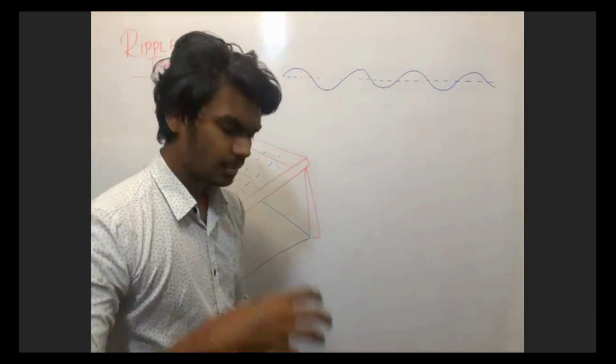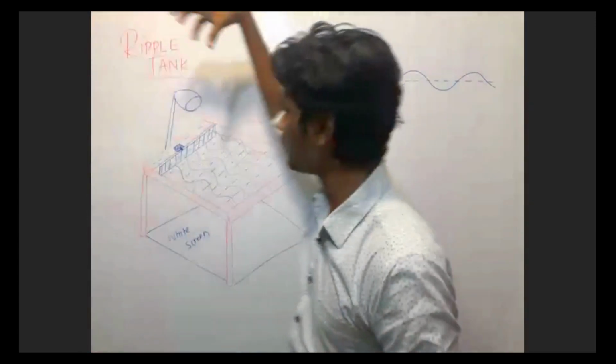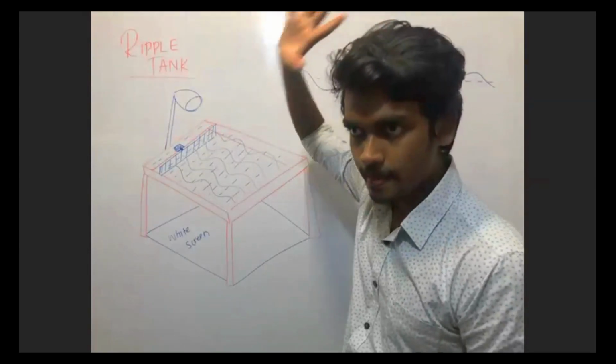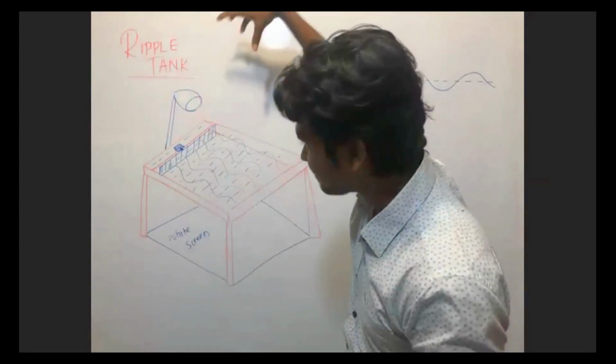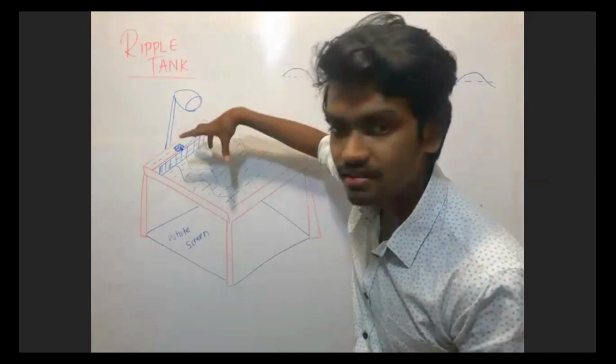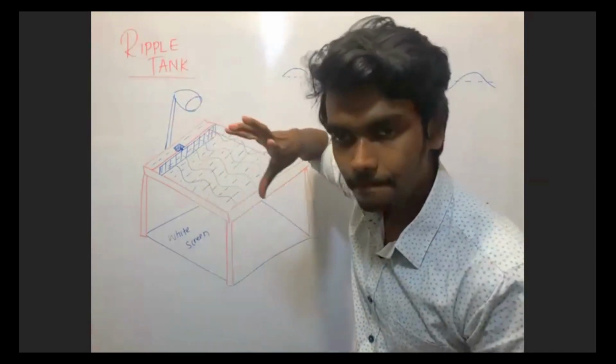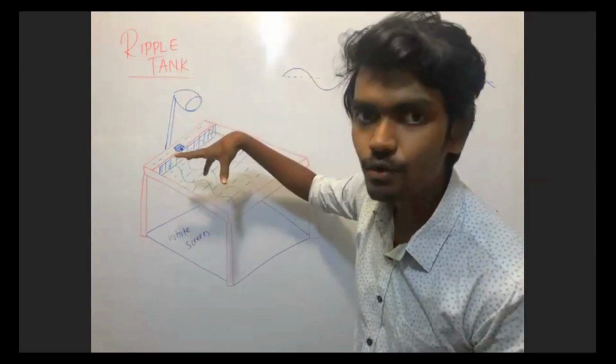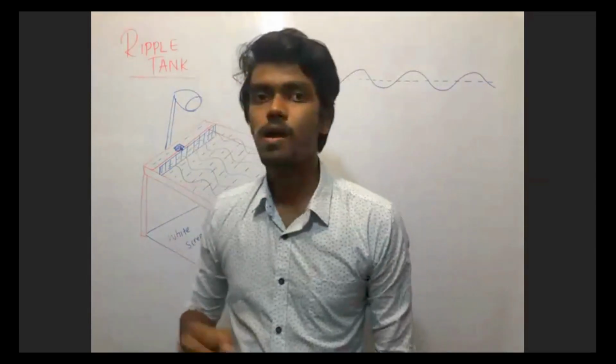So guys, the bulb is directly above. So light rays fall directly onto these water waves.